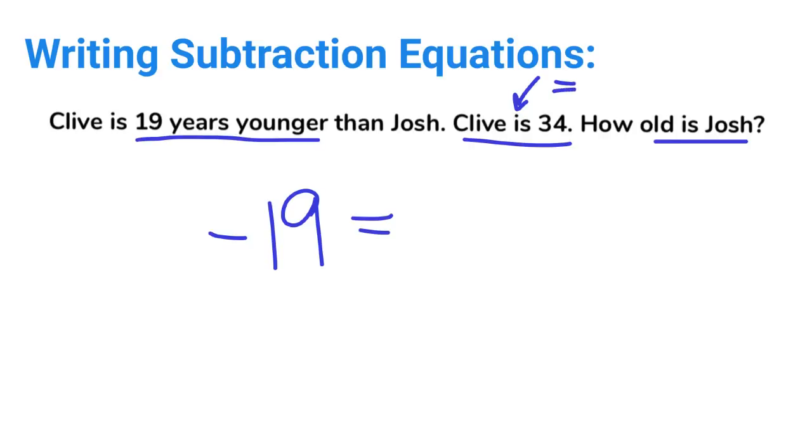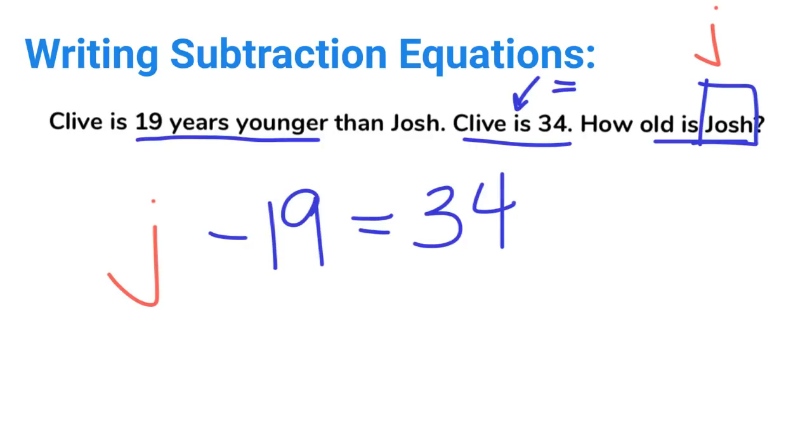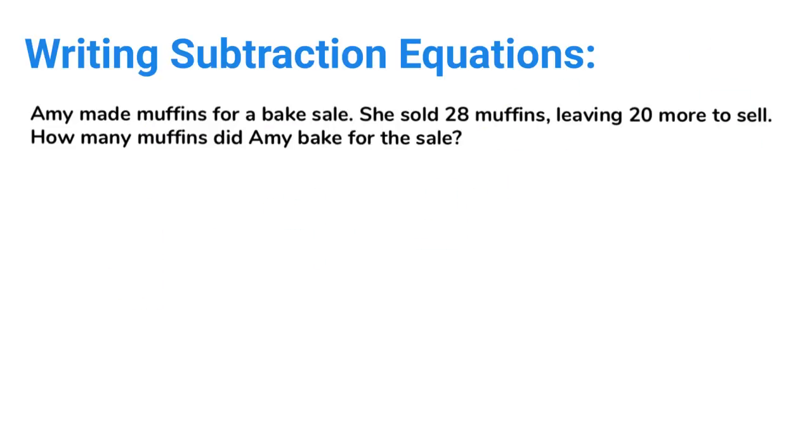Is represents my equal sign. So that tells me right away that my equation will be equal to 34. I'm trying to figure out how old is Josh. So this would be my variable, so I'm going to use the letter J to represent Josh, and I'm going to fill that in my blank. So my equation for solving this would be J minus 19 equals 34, and then I could go ahead and solve it.